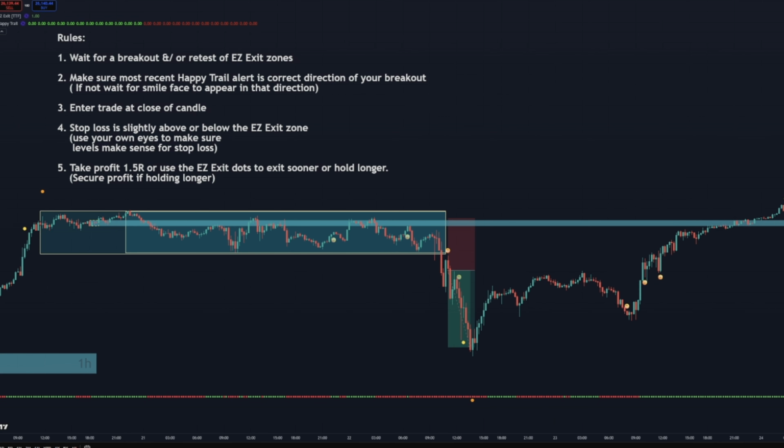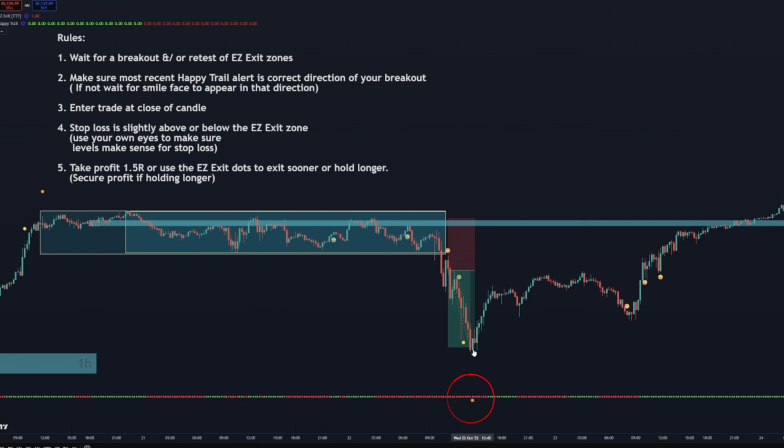I'd like to shoot for a 1.5R, but if a dot prints sooner, an orange dot or potentially a red dot, then I would look to get out of that trade quickly. So if I can just take my profits and get out, I will. If I do not have an orange or a red dot while I'm going against the trend, then I will hold for the 1.5.